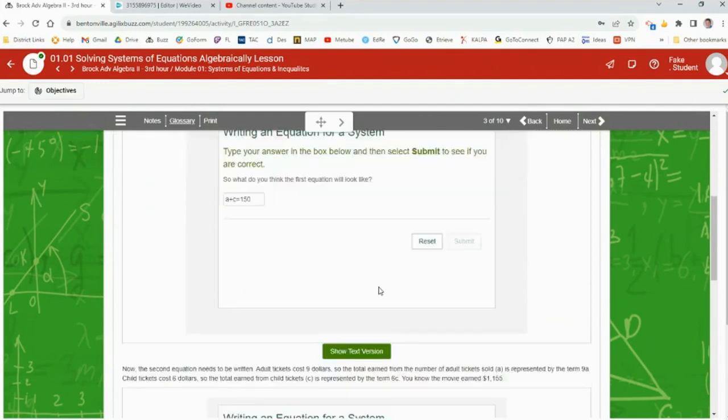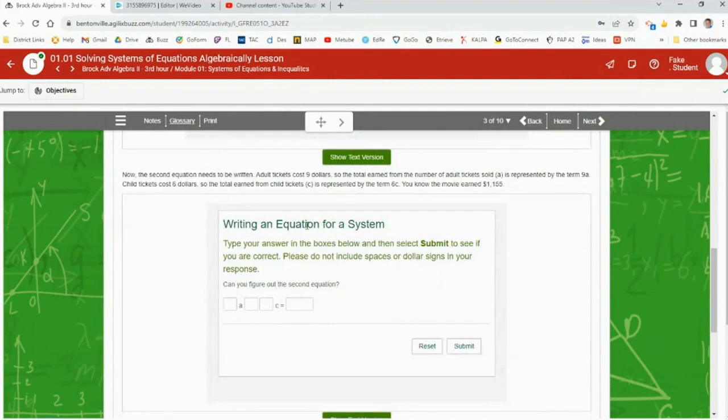Okay, so now the second equation needs to be written. Adult tickets are $9. So the total earned from the number of adult tickets sold is represented by the term 9A. So we're going to put a 9 in front of the A. Child tickets cost $6. So that would be 6C. And the total earned was $1,155. So if we add, I'm going to put 9 times A, $9 for every adult ticket, plus $6 for every child ticket, and it equaled $1,155.